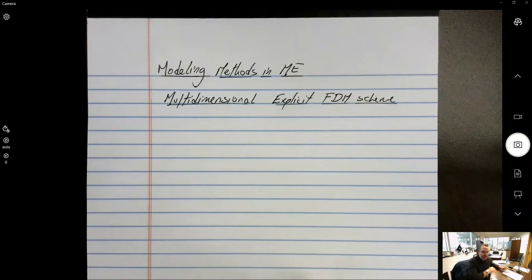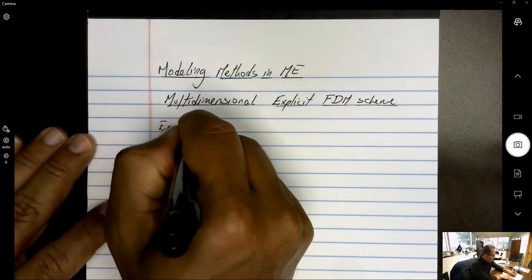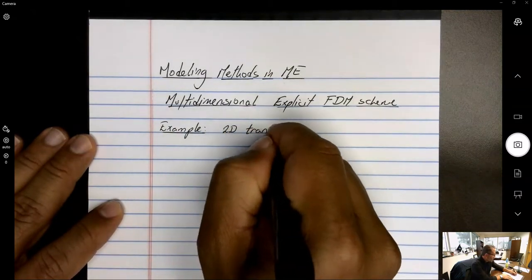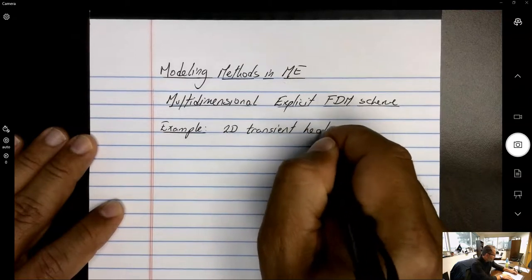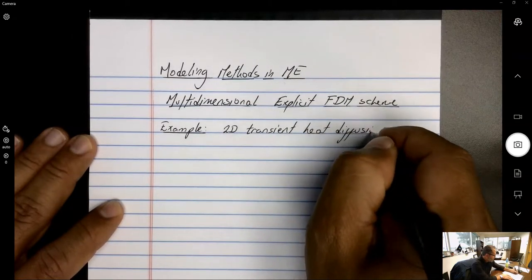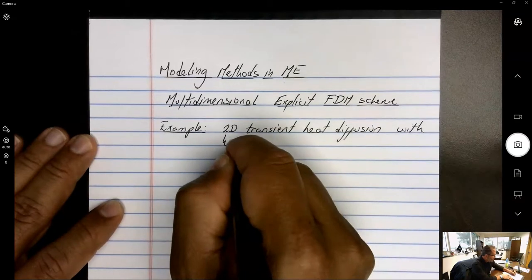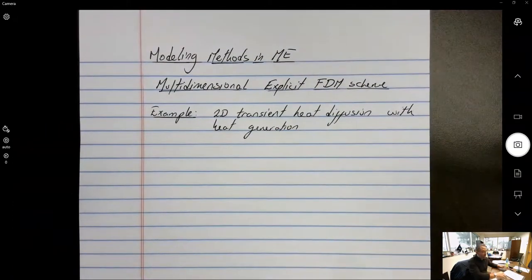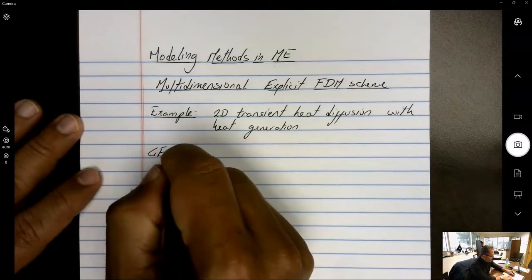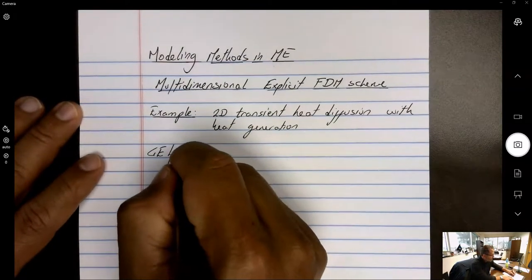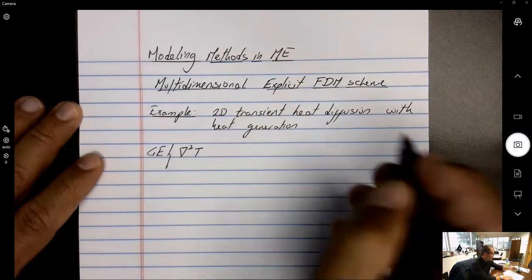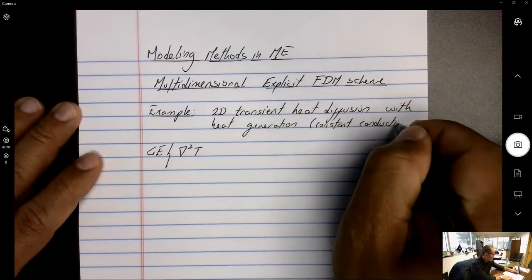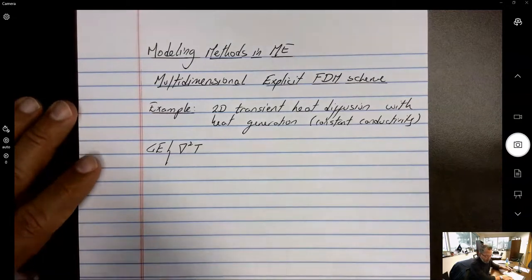We're going to just basically go over an example, and to illustrate this, we're going to try a 2-dimensional transient heat diffusion with heat generation. So basically we are going to be addressing a differential equation that looks like the Laplacian of the temperature, and in this case we're going to say constant conductivity, although that need not be a requirement, but we're going to do it in this case.